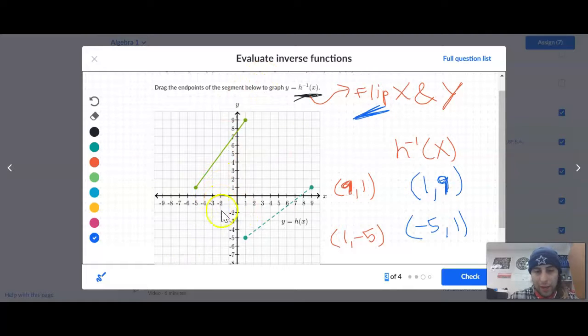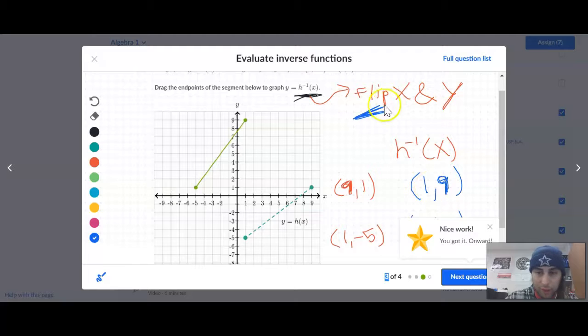Cool. And imagine a diagonal line right here, okay? It's called y equals x. If you saw a diagonal line right here, these should be symmetrical, reflecting across that diagonal line. And they are. So that's how you do that one.